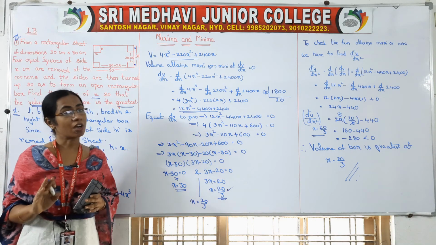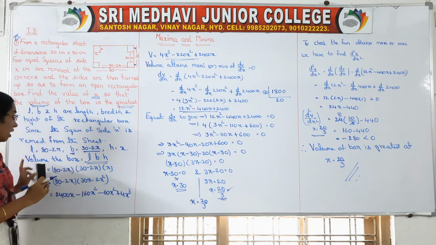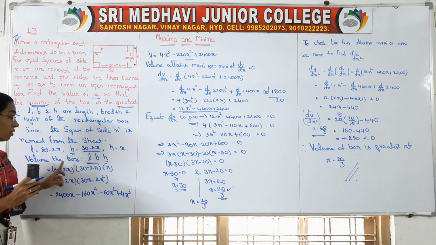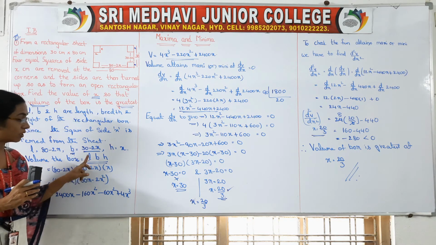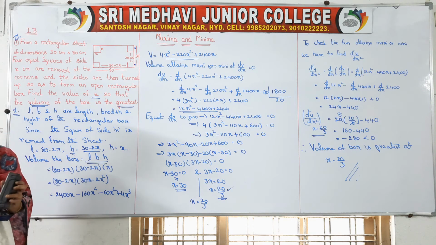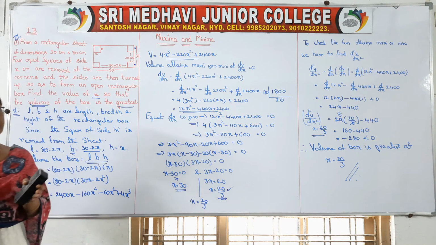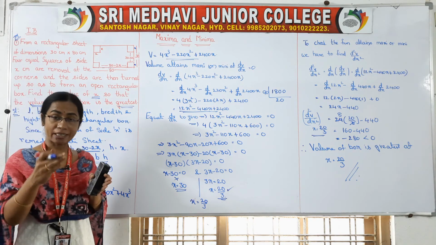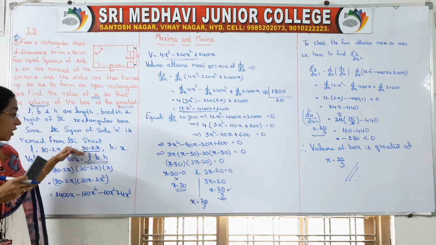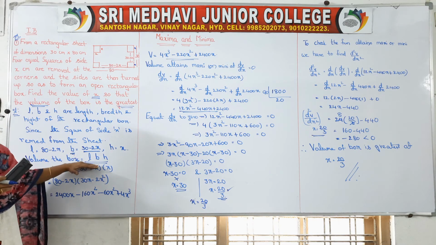Same concept, only thing is here you have to remember this formula. Volume of a rectangular box is length times breadth times height. And after removing the squares, what will be the length of that box, what will be the breadth, and what will be the height? You should be careful with those values. Take the values correctly, then you take the volume.